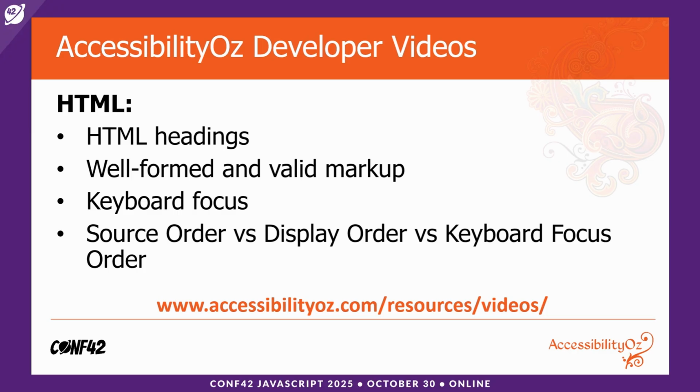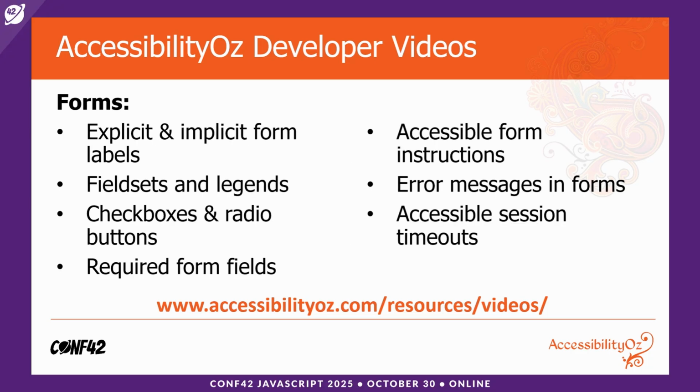And then there are the Accessibility Oz developer videos. In the HTML section, we have HTML headings, well-formed and valid markup, keyboard focus, source order versus display order versus keyboard focus order. In the forms section, we have explicit and implicit form labels, field sets and legends, checkboxes and radio buttons, required form fields, accessible form instructions, error messages in forms, and accessible session timeouts.